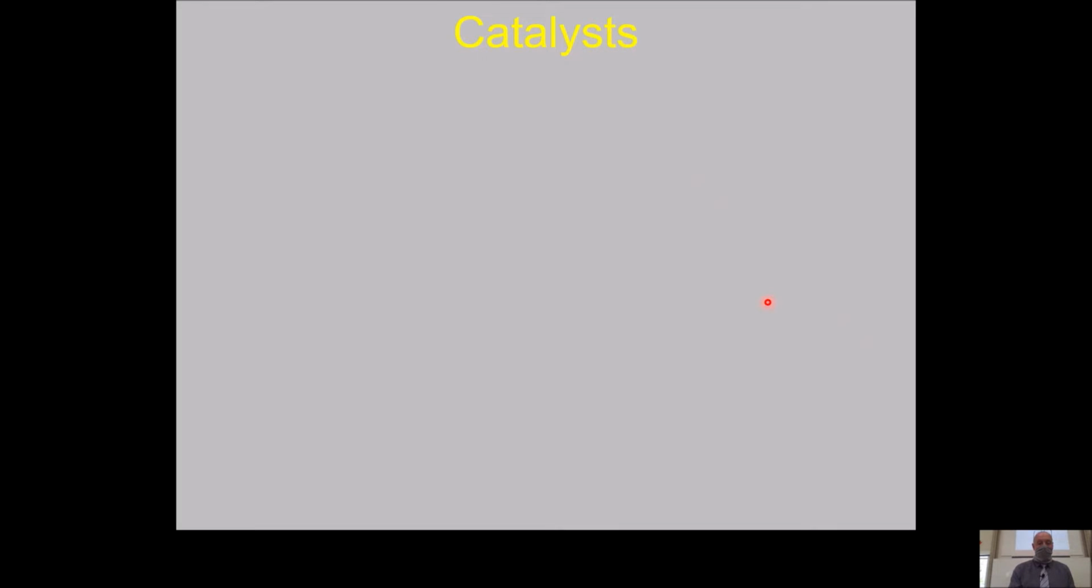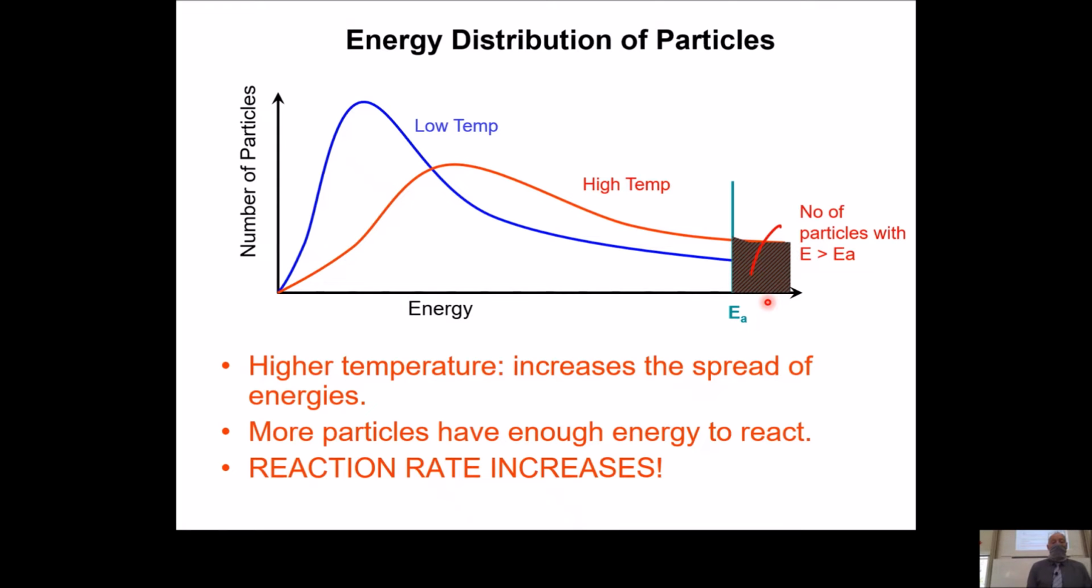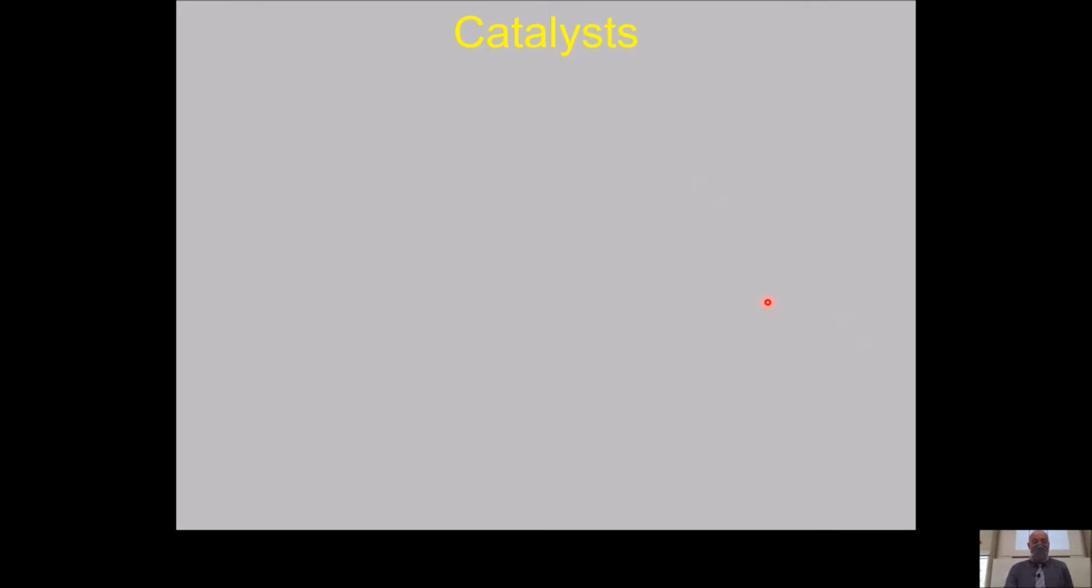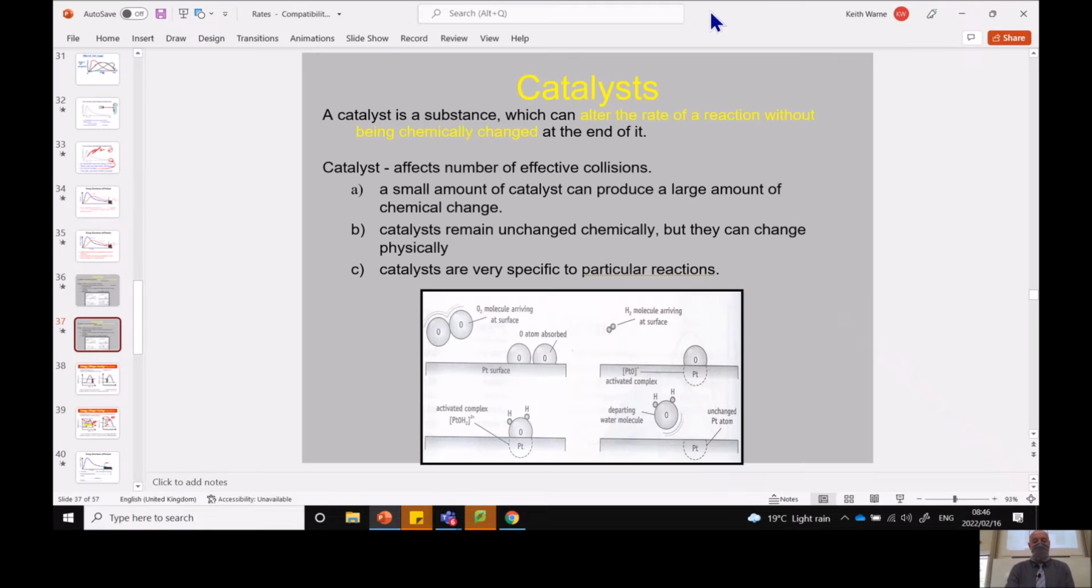All right. So that's what we can learn from the distribution of energy in any sample. Yeah, we're back to the yellow writing again. So what does a catalyst do?